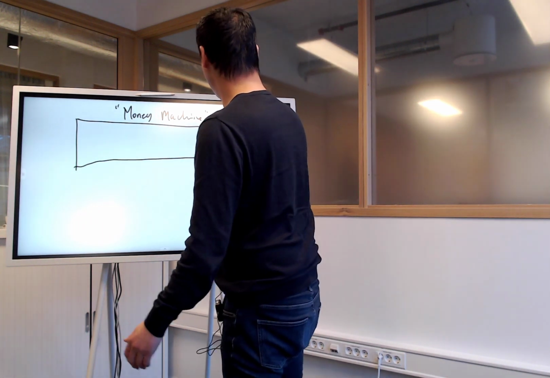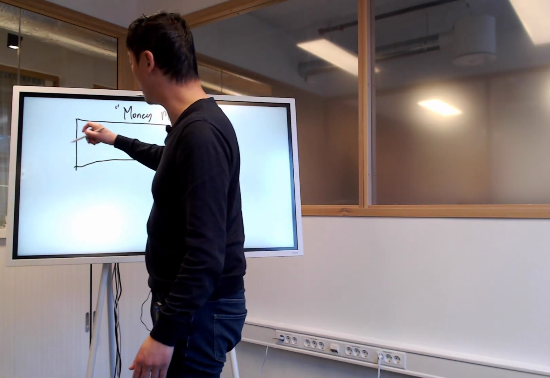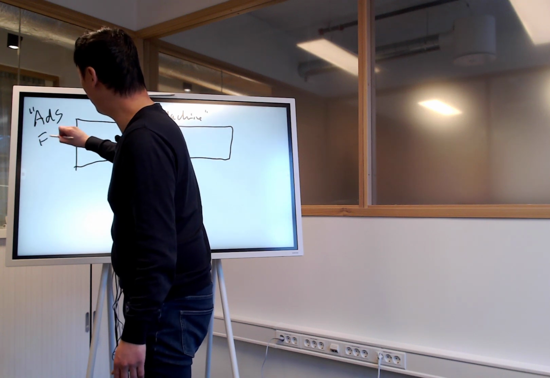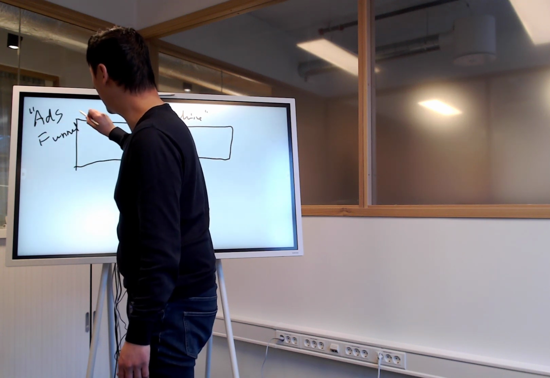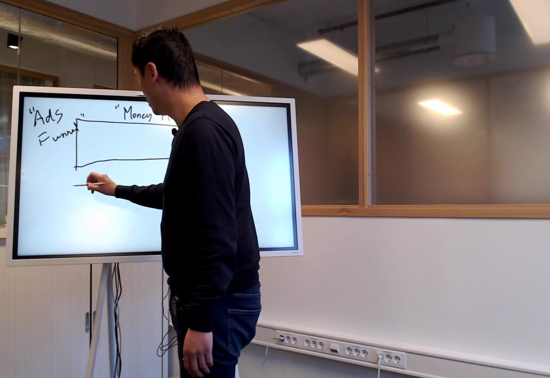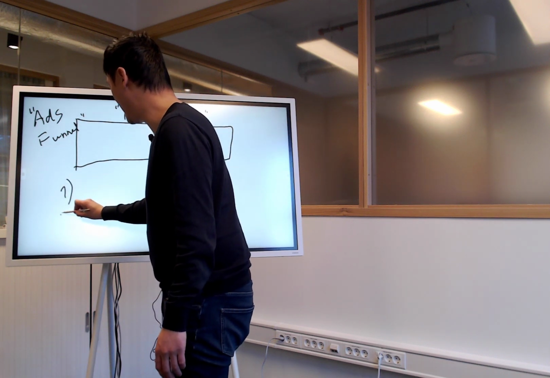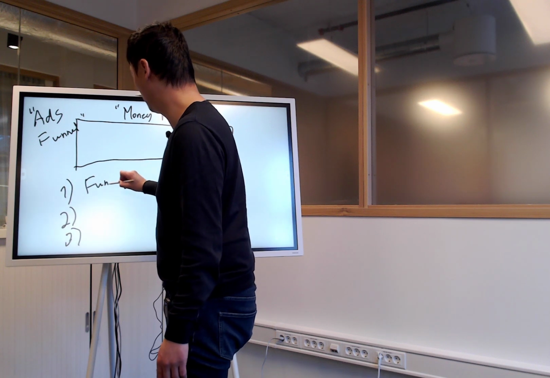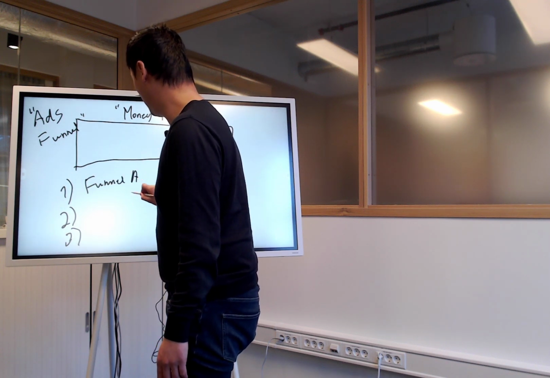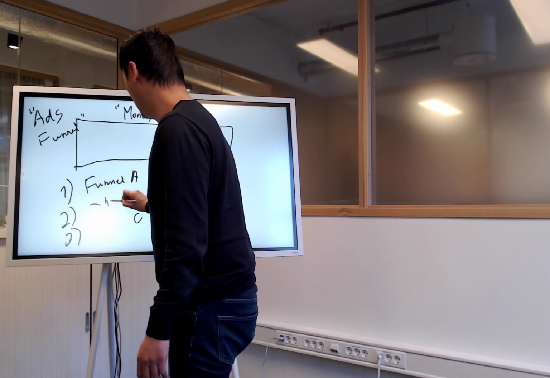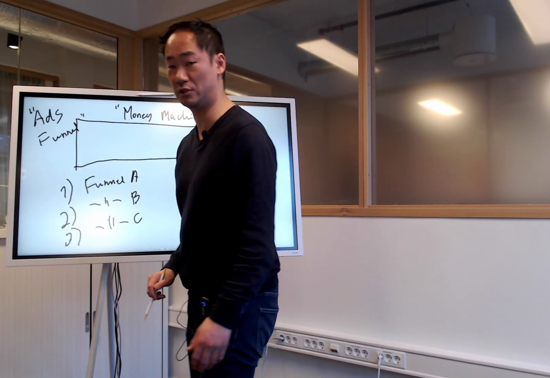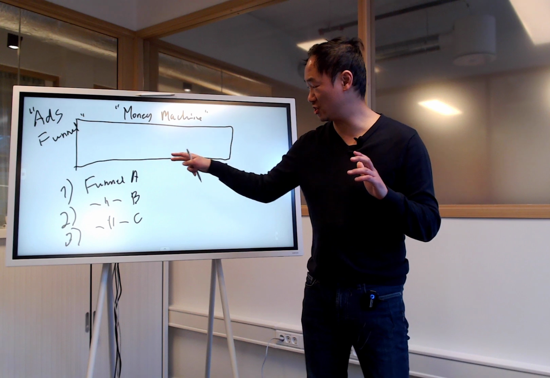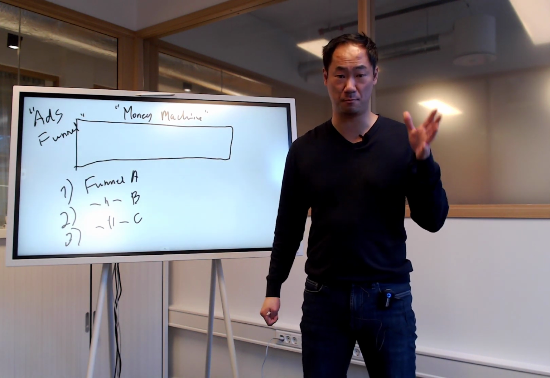So you can look at every ads funnel as a separate money machine, right? You might have funnel A, B, and C. And this is what you want to do in the start when you're running ads. You want to crack the code on which type of funnel works the best, right?